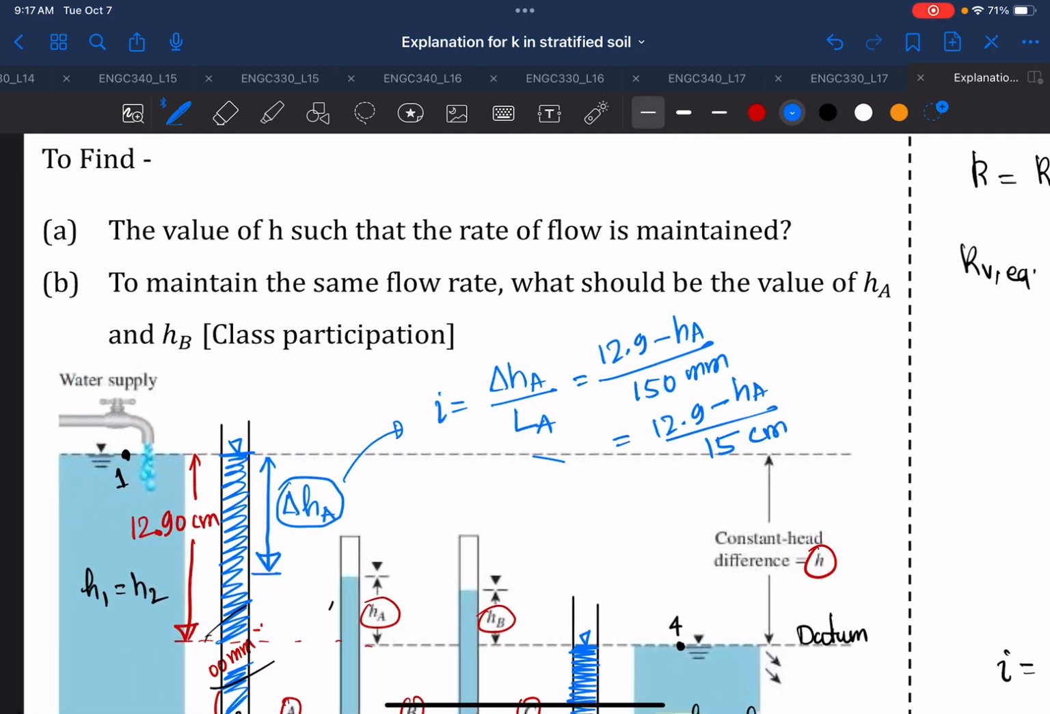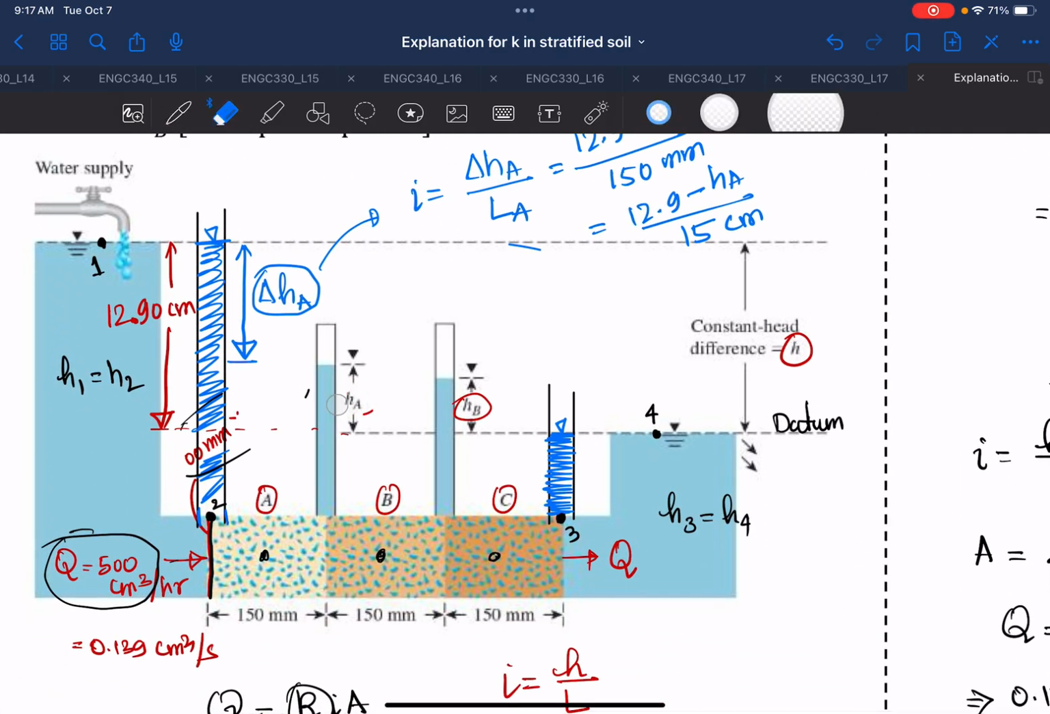So that is your HA, 12.379, which means that it will rise to 12.379 centimeter. And now the question asks, what should be HB if it has to maintain the same flow rate? What should be the value of HB?